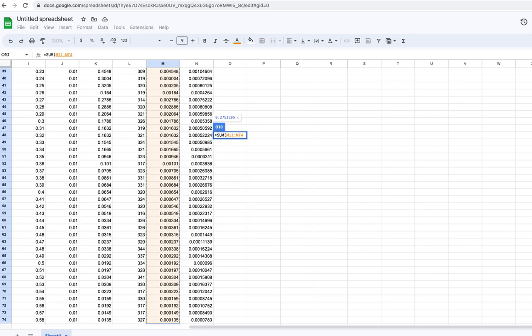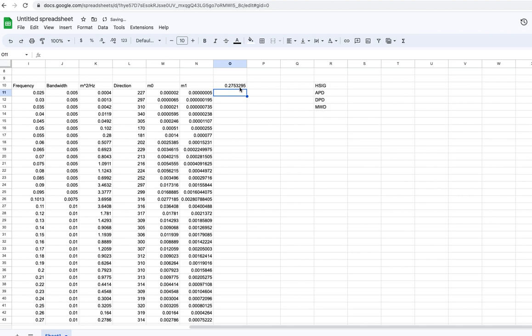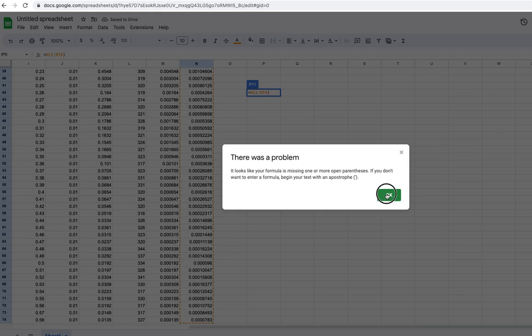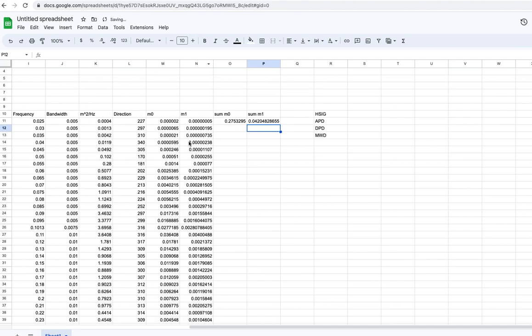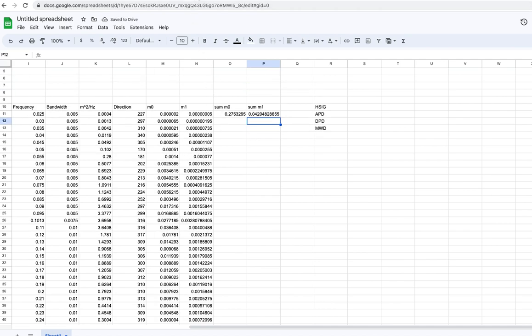So here's all of M0. Maybe I'll make a header for that, sum M0. And we'll also sum M1. Beautiful. And again, if you're trying to look at those individual clumps, you can add the selected frequencies that you want. You don't have to add all of them. That's just what we're doing today.